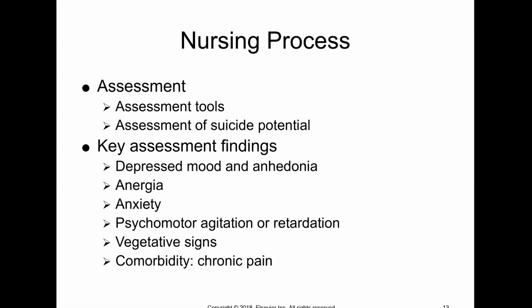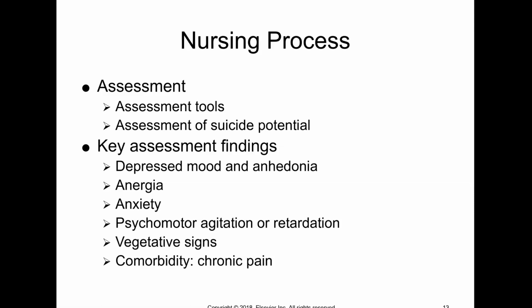And then we also use the Beck scale to look at depression. So key assessment findings, not surprisingly: depressed mood and anhedonia, inertia. Remember, when you've got an "a" at the beginning of it, it's lack of. So anhedonia, lack of hedonism or lack of drive and desire; inertia, lack of energy; anxiety; psychomotor agitation or retardation; vegetative signs.